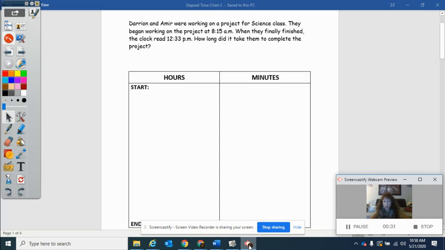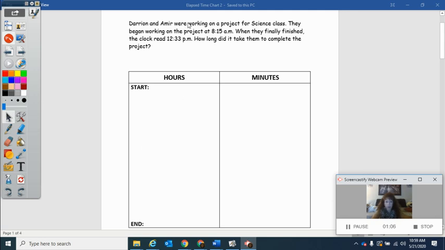So we are going to do two examples together, and then I'm going to have you do two independently. So these are real world examples, and when I say real world, they're like stories or word problems that could be a real situation, and we have to figure out the time. Okay, so we're going to start with this story. And I'll read it out loud, and then we'll calculate the elapsed time.